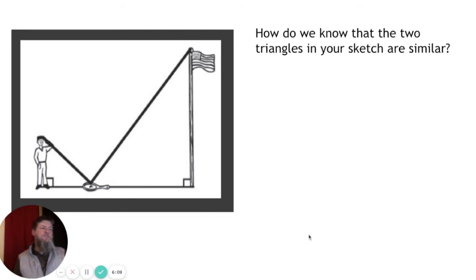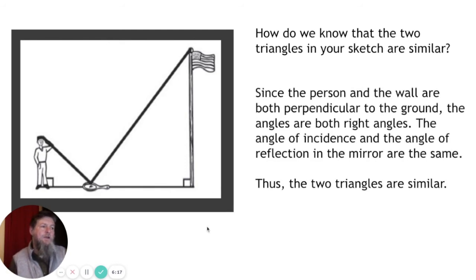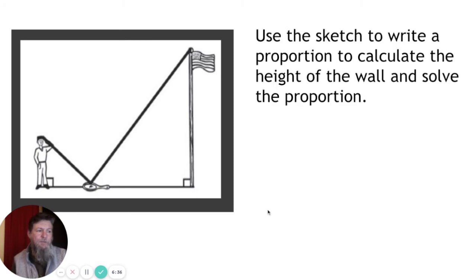How do we know that the two triangles in your sketch are similar? Triangle 1 with the wall, not the flagpole, and triangle 2 with you. Here's how you know. Since the person and the wall are both perpendicular to the ground, the angles are both right angles. And notice they're marked with the symbols here. Now we just saw from the law of reflection that the angle of incidence and the angle of reflection in the mirror are the same. Thus the two triangles are similar.